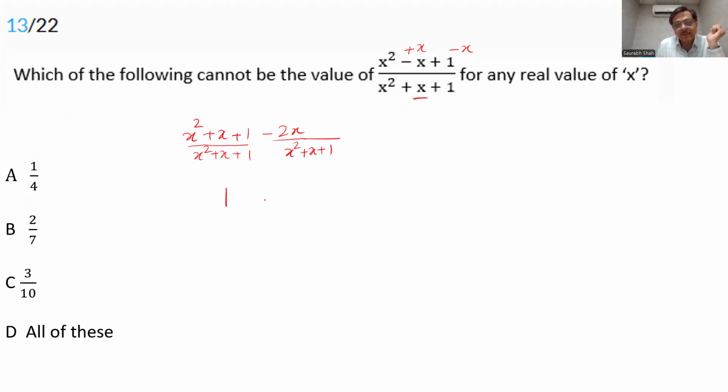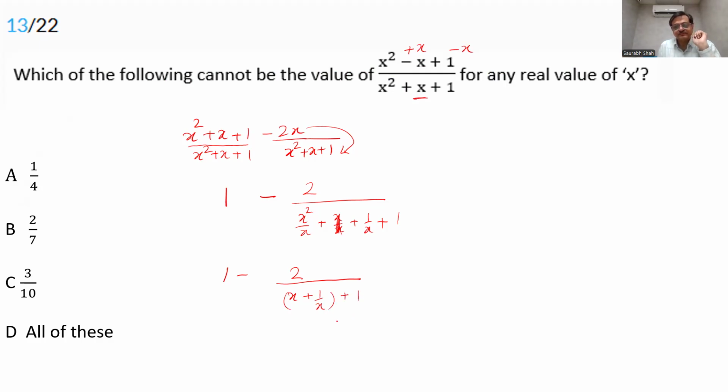This gives us 1 minus. Let's take the x from the numerator to the denominator. So we have minus 2 upon x square by x plus x by x plus 1 by x. And let's write this x by x as plus 1 here. So this gives us 1 minus 2 upon x plus 1 upon x, I'm putting that in a bracket purposefully, plus 1. Now we need the range. The range of x plus 1 upon x is 2 to infinity.